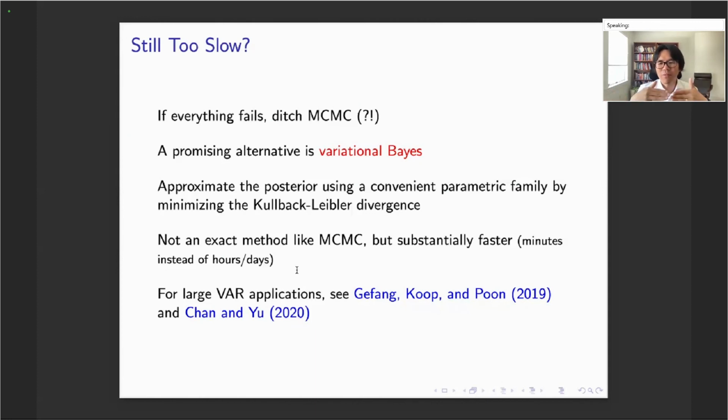The trade-off is that this is not an exact method, in the sense that in MCMC, you can reduce the simulation error. If you are patient enough, you just get more and more draws. Here, reducing the approximation error is much more difficult because you need to expand the parametric family. I have some work with Xiaowen Yu, my PhD student at Purdue, a very bright student, and we have a better approximation for stochastic volatility in a large VAR setting.